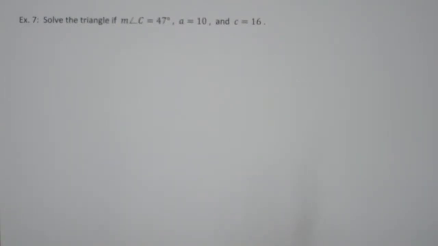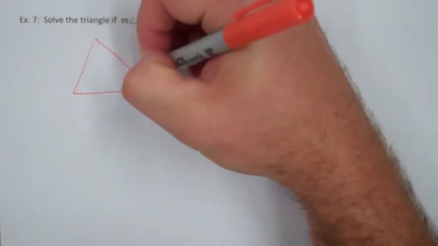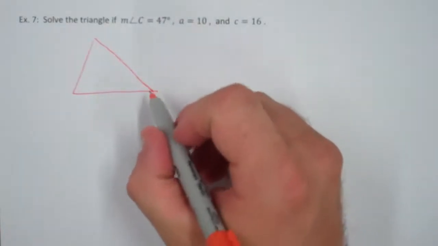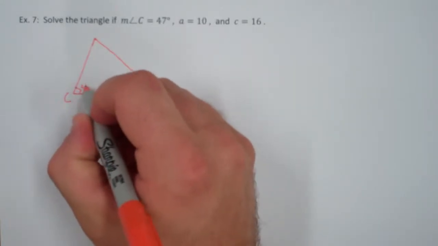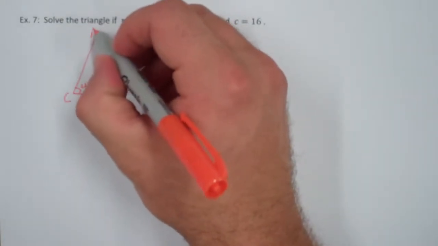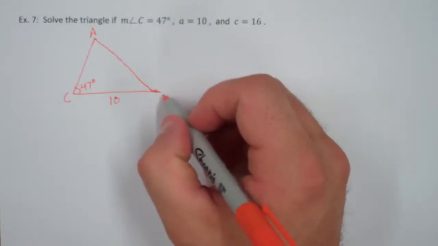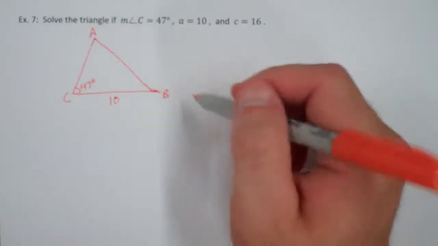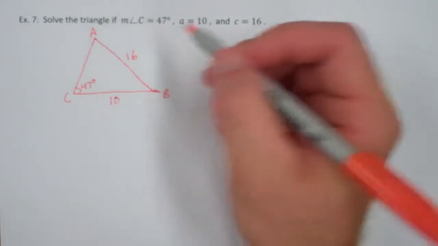Example 7, we need to solve the triangle if the measure of angle C is 47 degrees, A is 10, and C is 16. So we'll draw a little diagram. And then we've got C being 47 degrees. Let's do A over here. So A will be 10. And then maybe we'll make this B here. Doesn't really tell you what it is, but we'll just go with the ABC. B we don't know, but C we know is 16.